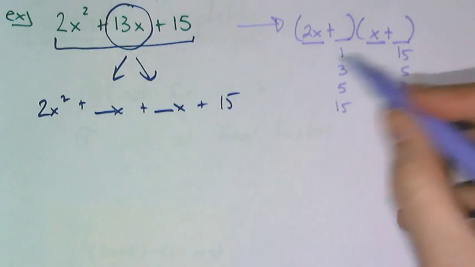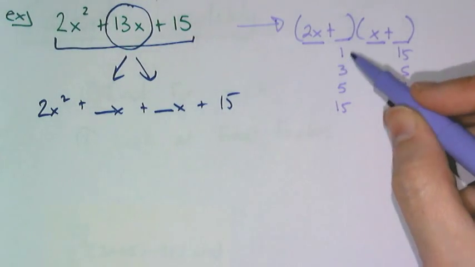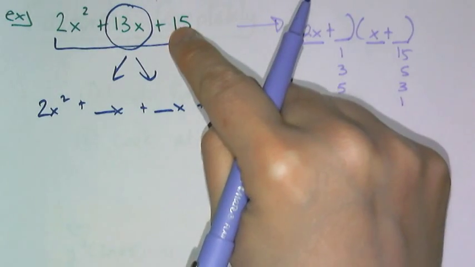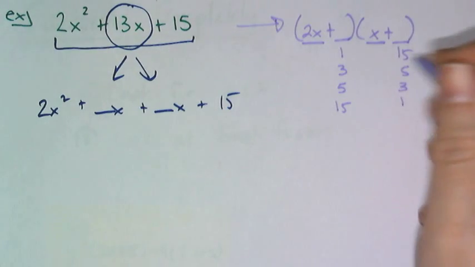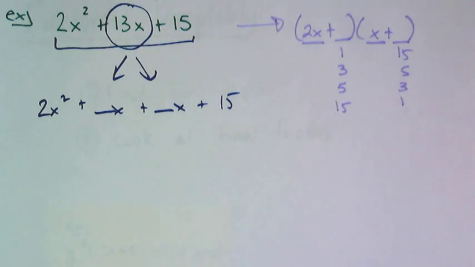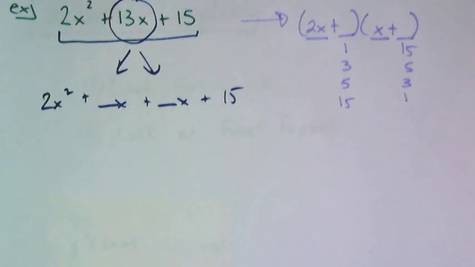And then I just have to figure out which combination of 1, 3, 5, and 15 goes there to give me a 13. So you can run through each of them if you want to and sort of test them out. But I'm not going to do that. I'm going to show you a different technique.